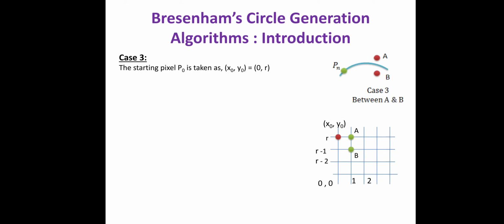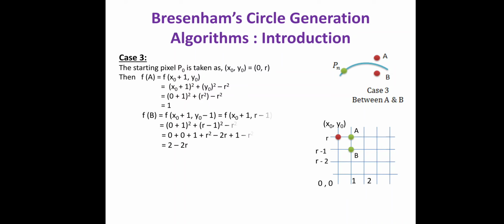Then for this case number 3, where one point is inside and one point is outside, first we will find out the value of f of a. How am I going to find it? First I will find the coordinates of a. The coordinates of a are nothing but x plus 1 and y.